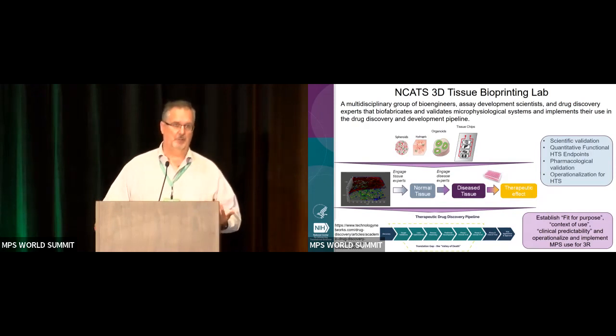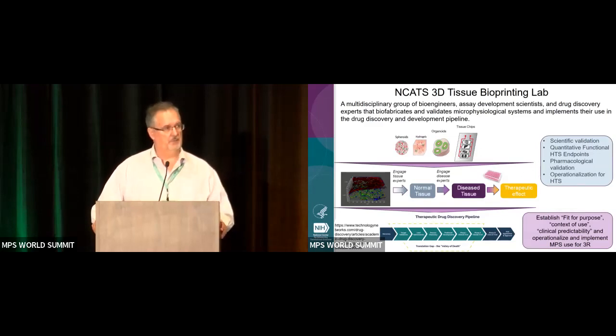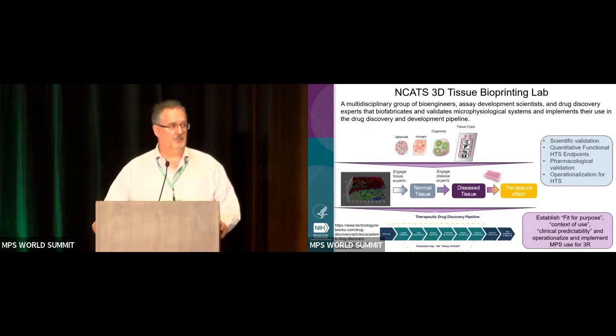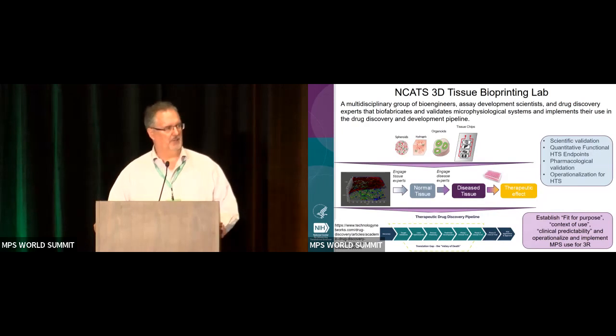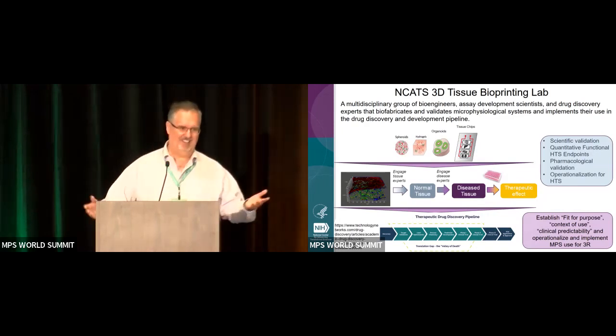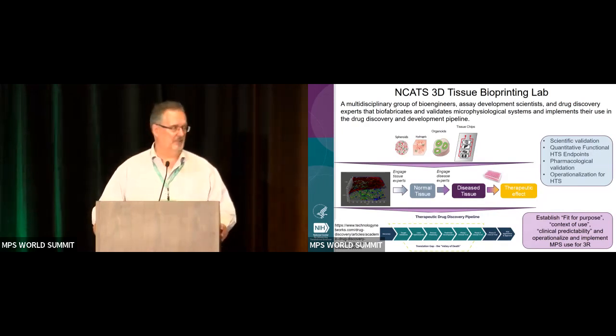So a lot of the work that we're doing, as you will see, is establishing fit for purpose. We have a lot of different technologies. How do you choose the right technology for the questions that you're trying to answer? How do you establish the context of use of each one of these models? What physiological complexity do you need? And what is the clinical predictability? We say we want to make these models because we think they're more clinically predictive. And the first question that you get is, well, show me that they are indeed more predictive. So how do you establish that?